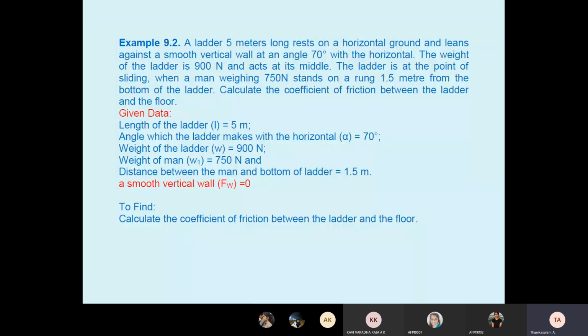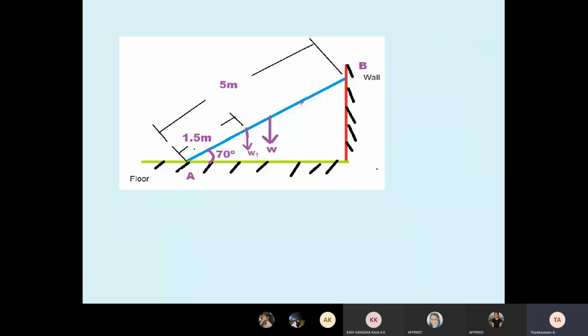See here, smooth wall. Students, remember, smooth vertical wall, therefore the friction at the wall is 0. What did they ask? Calculate the coefficient of friction between the ladder and the floor. Coefficient of friction, μF, they asked. See the diagram I have drawn: floor, wall, ladder of 5 meters. The weight acts at the middle, and one man weighing W1 stands 1.5 meters from the bottom. The angle is also 70 degrees.